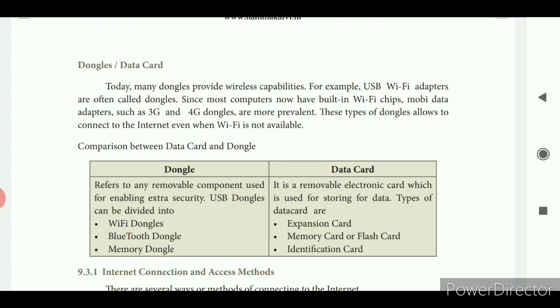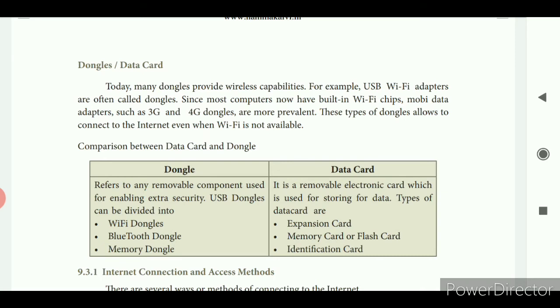Dongle means it's a USB Wi-Fi adapter. It's like a pen drive, where you keep your SIM card and you can access the Wi-Fi. Since most computers now have built-in Wi-Fi chips, mobile data adapters such as 3G and 4G dongles are more prevalent. These types of dongles allow you to connect to the internet even when Wi-Fi is not available.